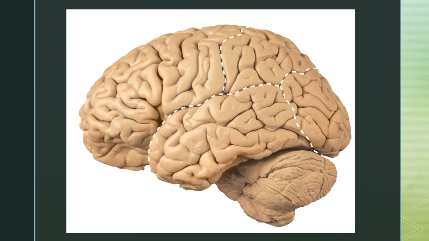The lateral sulcus. Okay, and the lateral sulcus separates the temporal lobe from the other lobes. All right, and then here is our parieto-occipital sulcus. Okay, and that separates the occipital lobe from the parietal lobe. All right. So there you get a good image of this.